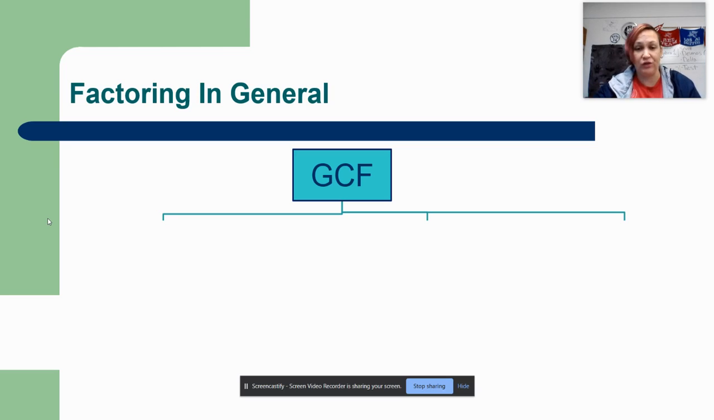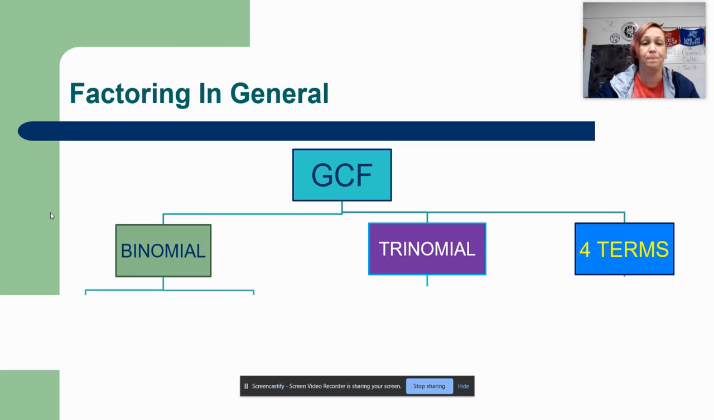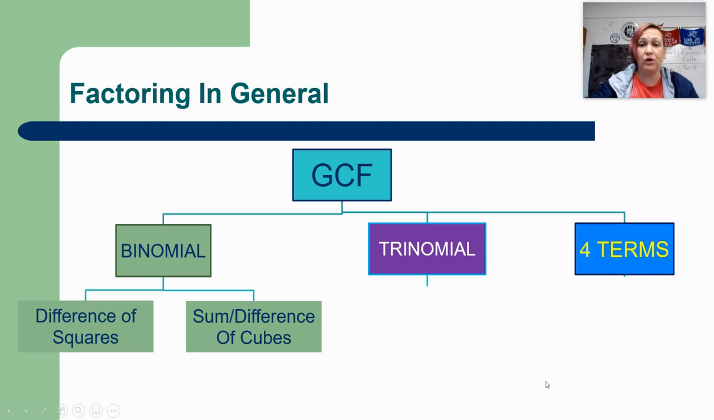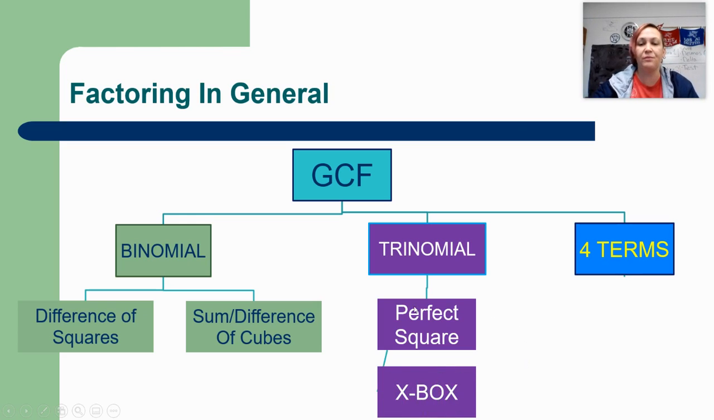Once you've either taken out the GCF or decided that there is no GCF, then you need to think, how large is this problem? If it's a binomial, it has two terms, you're either going to do difference of squares or sum and difference of cubes. If it is a trinomial, which means it has three terms, you're going to check for perfect square trinomials, or you can always just default to Xbox if you want. Even perfect square trinomials can be factored using Xbox. And finally, if there's four terms, you should be using the box method. And remember, anytime I say box, I also mean grouping. So if you prefer factoring by grouping, that's fine too.